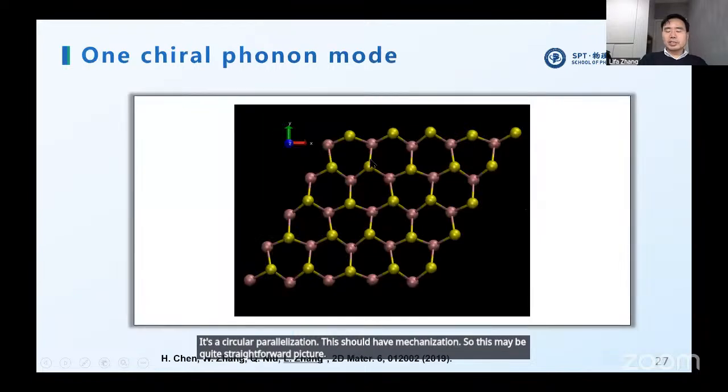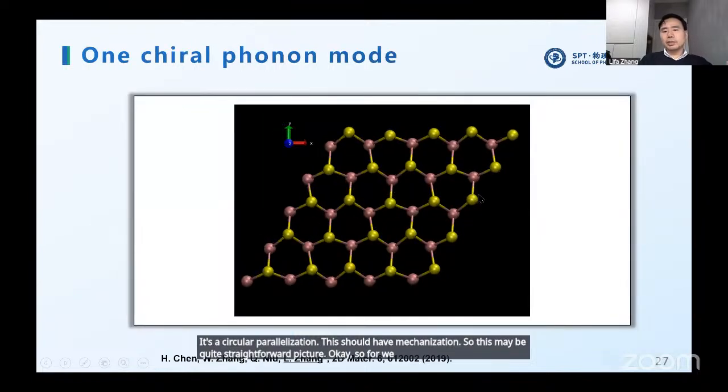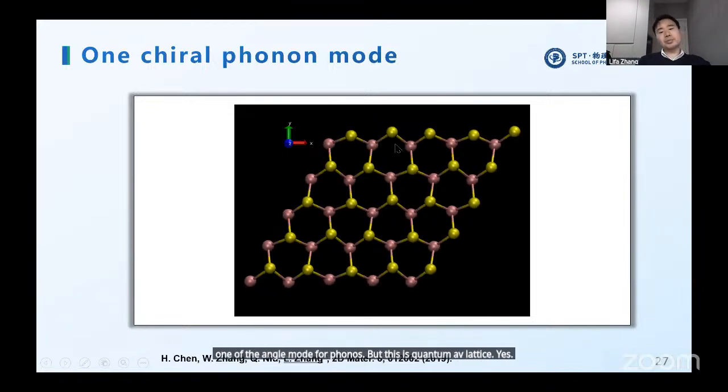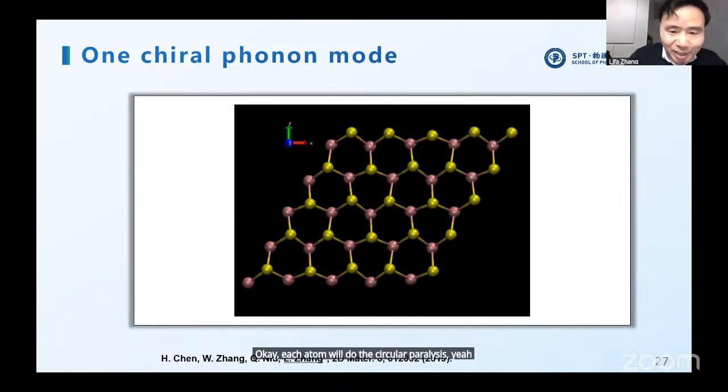So this is quite a straightforward picture. We just plot one single mode for phonons in this honeycomb lattice. Each atom does circular polarization. Yeah, so it's quite interesting.